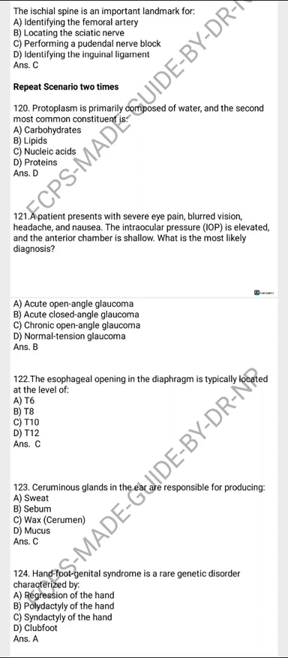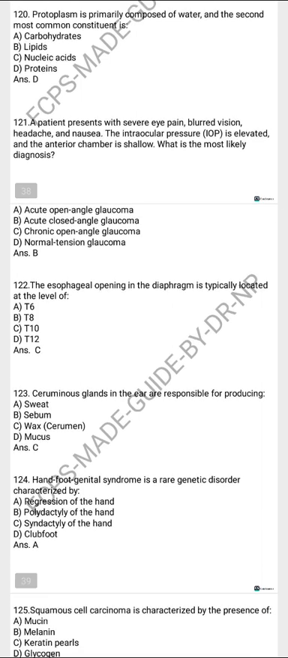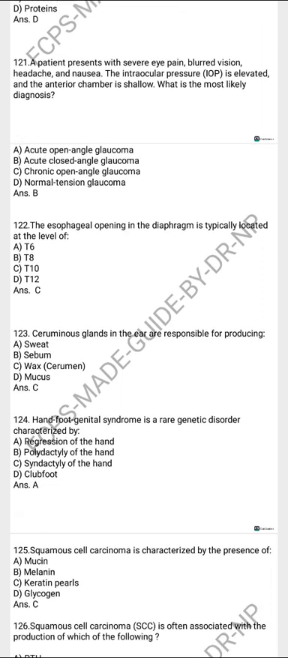A patient presents with eye pain, blurred vision, headache, and nausea. Intraocular pressure is elevated and the anterior chamber is shallow. What is the most likely diagnosis? Acute closed angle glaucoma. The esophageal opening in the diaphragm is typically located at the level of T10.